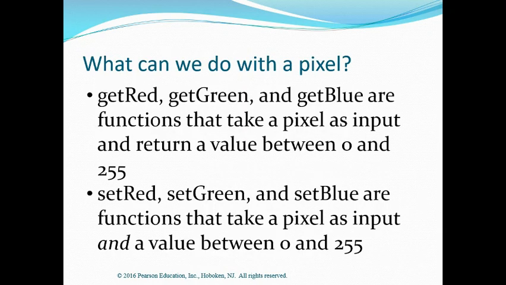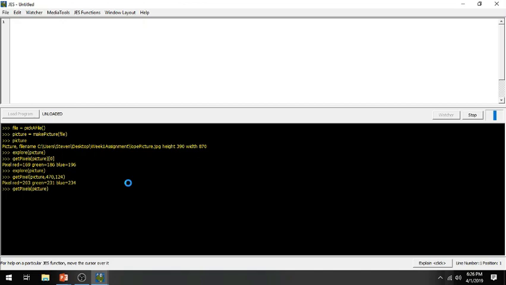So what can we do with a pixel? We can get the red, the green, and the blue, and they're all functions that take a pixel as input and return a value between 0 and 255. We can also set the red, green, and blue, and they're functions that take a pixel as an input and a value between 0 and 255. Let me check back on here.